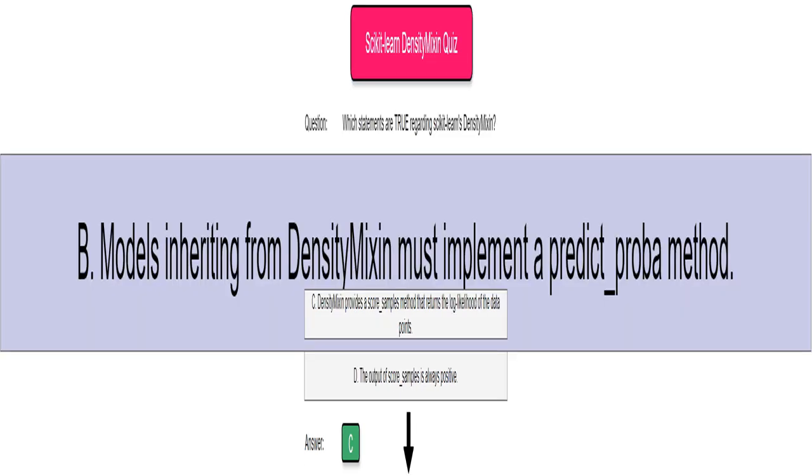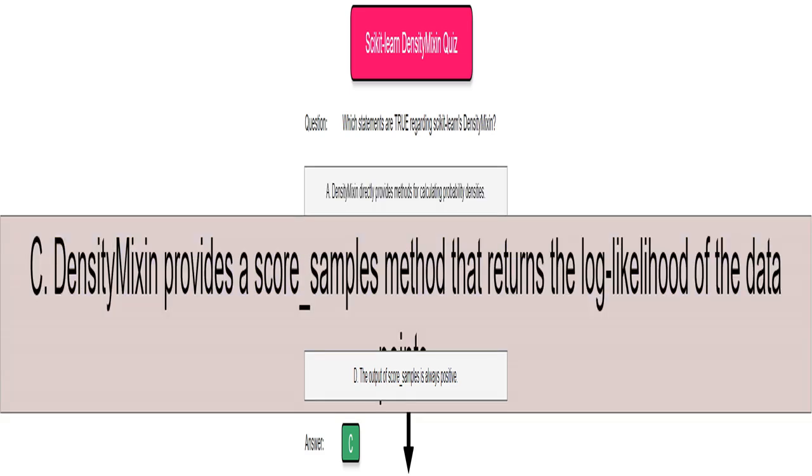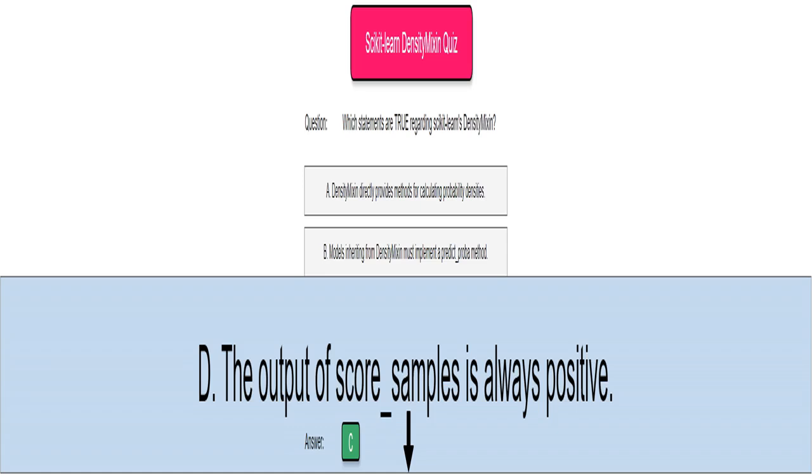This is false. While many density estimation models might have a predict_proba method, predicting probabilities, DensityMixin doesn't require it. The core method is score_samples. This statement is correct. The DensityMixin provides a score_samples method, which is key. This method gives you the log likelihood, which is super useful for density estimation problems. That's incorrect. The score_samples method returns the log likelihood, and log likelihoods can certainly be negative.